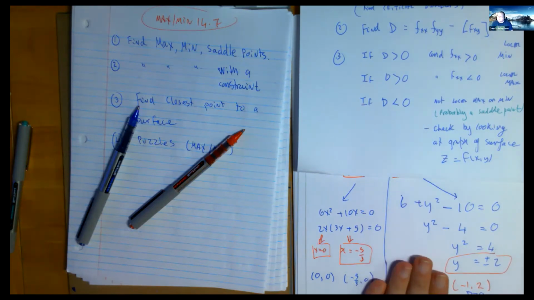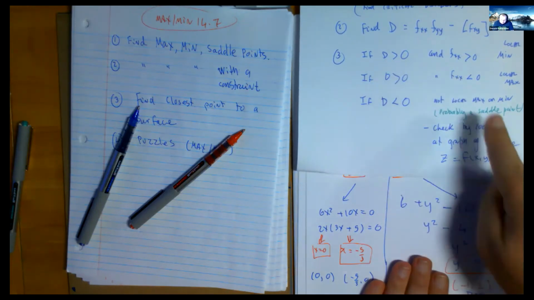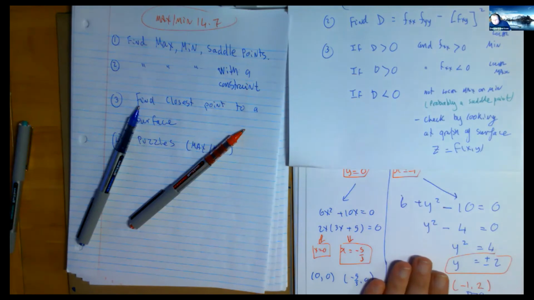D positive makes it a max or a min. It's the value of the second derivative, fxx, that tells you. Would that be a local max or a local min if that was true at that point? D is positive. The second derivative is negative. Local max. Right? Local max.